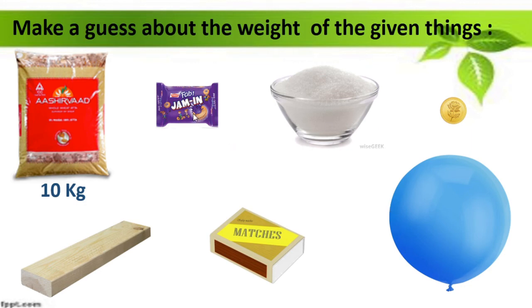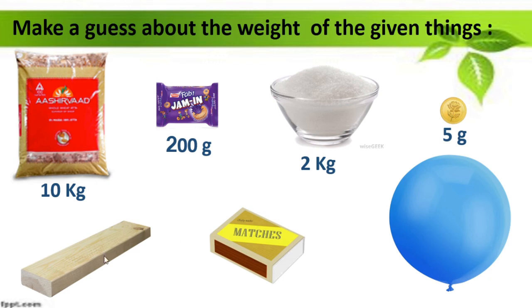Yes, dear children, what about this biscuit pack? Yes, maybe around 200 grams, isn't it? Yes, we have to guess the weight. Okay, now this sugar, nearly 2 kgs. You can see here a gold coin, a very thin gold coin. Approximately correct, 5 grams. See this, 5 gram, very thin gold coin.